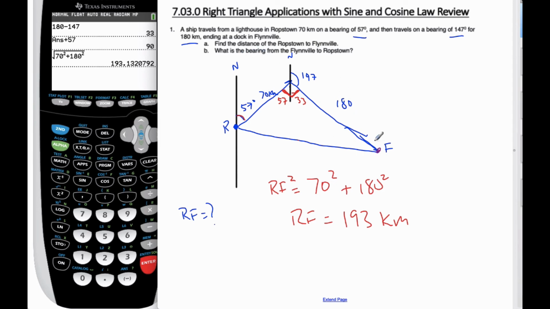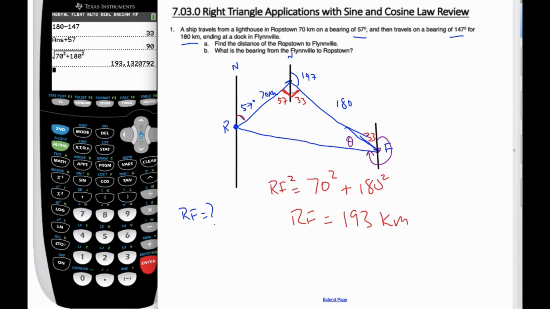So here's Flynnville. Again, I'm looking for the bearing. I need to make the bearing come all the way around to here. So to help me out, if I could find this angle theta, I know from, again, parallel lines, the alternate interior angles here, that Z figure, this angle here is 33. So if I can find theta, subtract it from 360, and I have my angle.